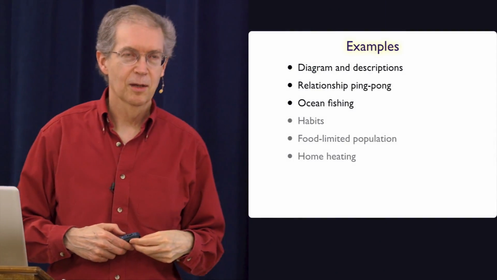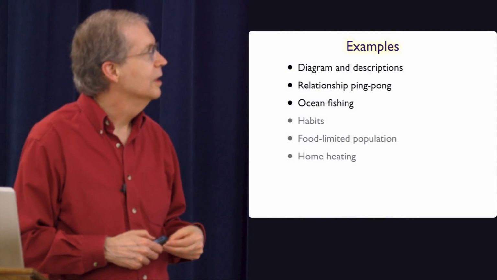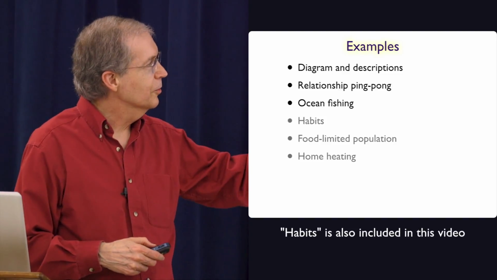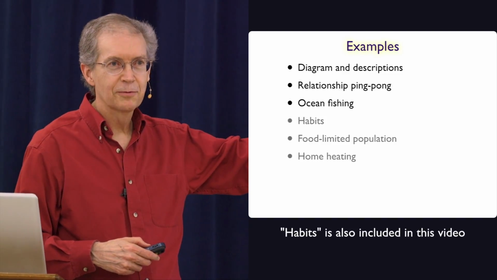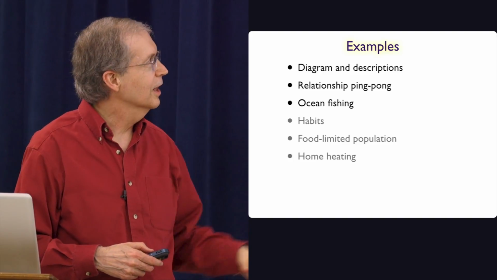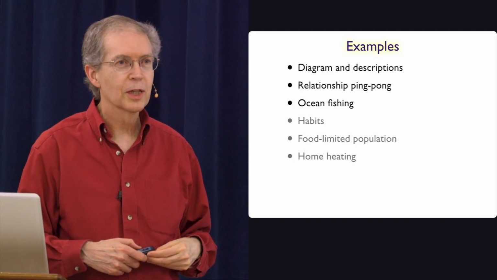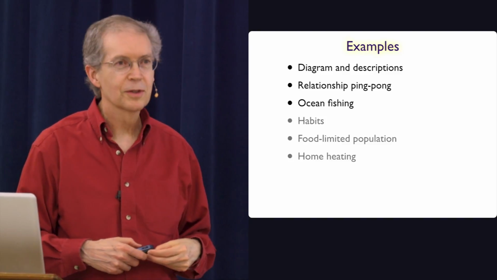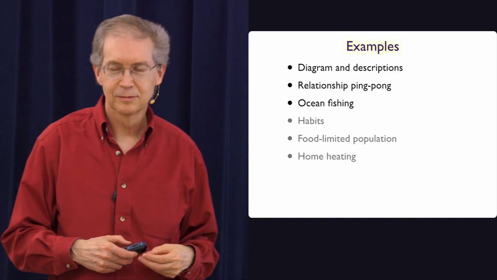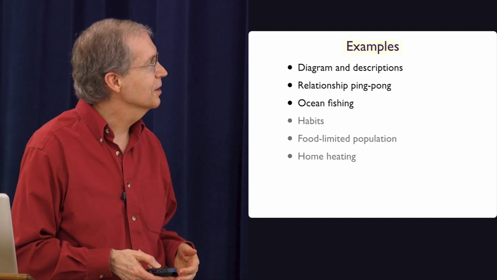So for this next section, and actually the section after the intermission as well, I'm going to go through a number of examples. And I've got the bottom three sort of grayed out because those are after the intermission. The ones we're going to get into now are, first, diagrams and descriptions, second is what I call relationship ping pong, and the third is ocean fishing. So let's see where that takes us.